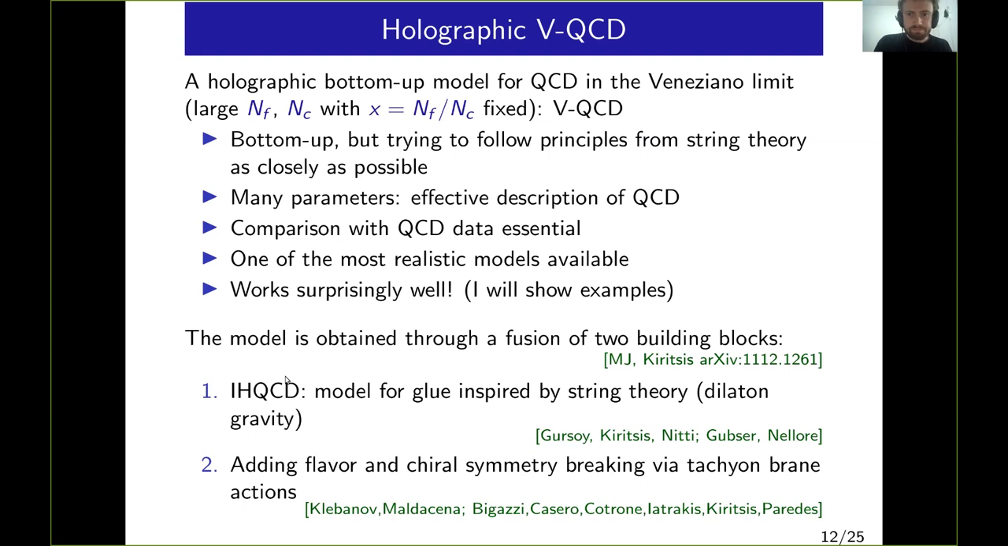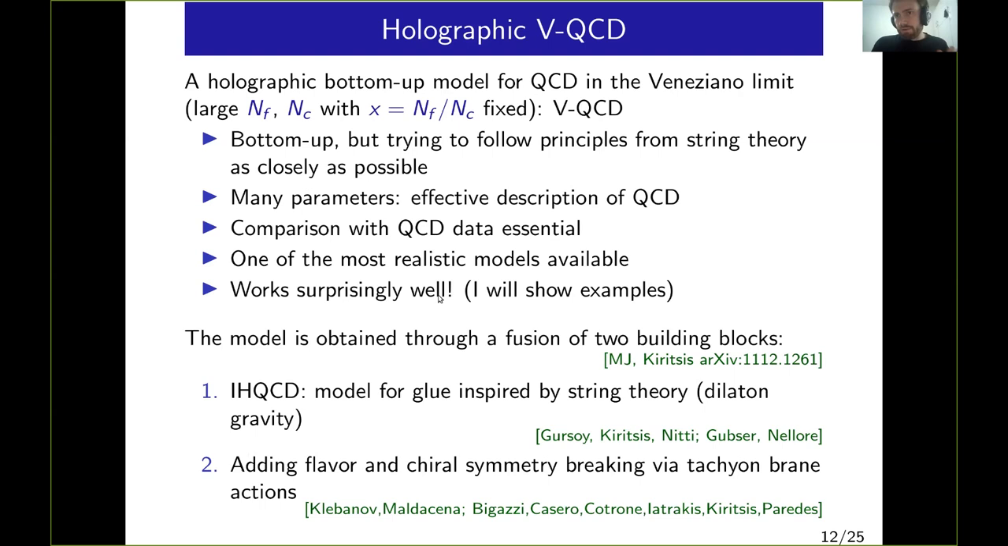In a little bit more detail, the model is obtained by fusing together two building blocks. The first building block is the so-called improved holographic QCD model, which is a model for Yang-Mills theory inspired by string theory. It's defined in terms of five-dimensional dilaton gravity. And the second building block is how you add flavor and chiral symmetry breaking. In this kind of setup, you do it by adding space-filling brane pairs. You write down these tachyonic brane actions, and in the Veneziano limit, the two sectors are fully back-reacted.